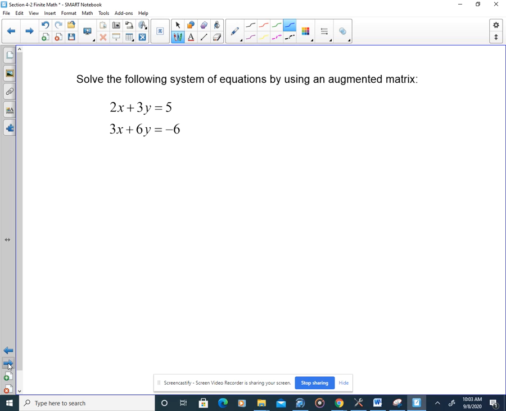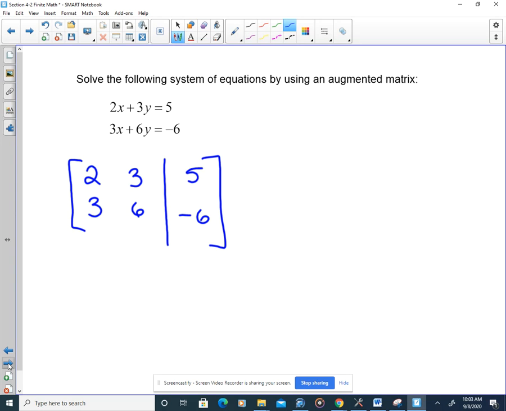So, when you're solving a system of equations by using row operations and matrices, your first step is to rewrite this system as an augmented matrix. We did this 2 assignments ago. So remember, you put your x coefficients in your first column. You put your y coefficients in your second column. You draw a line here. And then over here in the third column goes your constant terms. So this system above, written as an augmented matrix, would look like this.